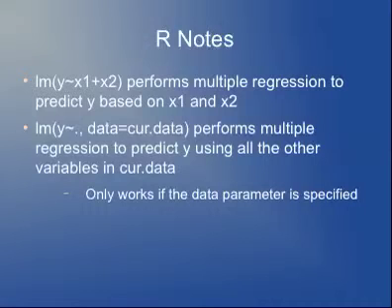And as I said before, if you go lm(y ~ x1 + x2), that'll perform multiple regression on x1 and x2. If you go y ~ x1 + x2 + x3 + x4 up to plus x10, then it will do multiple regression on those 10 variables. And if you have 10 variables and you don't want to write out every single one, you can go lm(y ~ .), to predict y using all the other variables in the data frame. You have to specify the name of the data frame that you're using for this, or else that won't work.